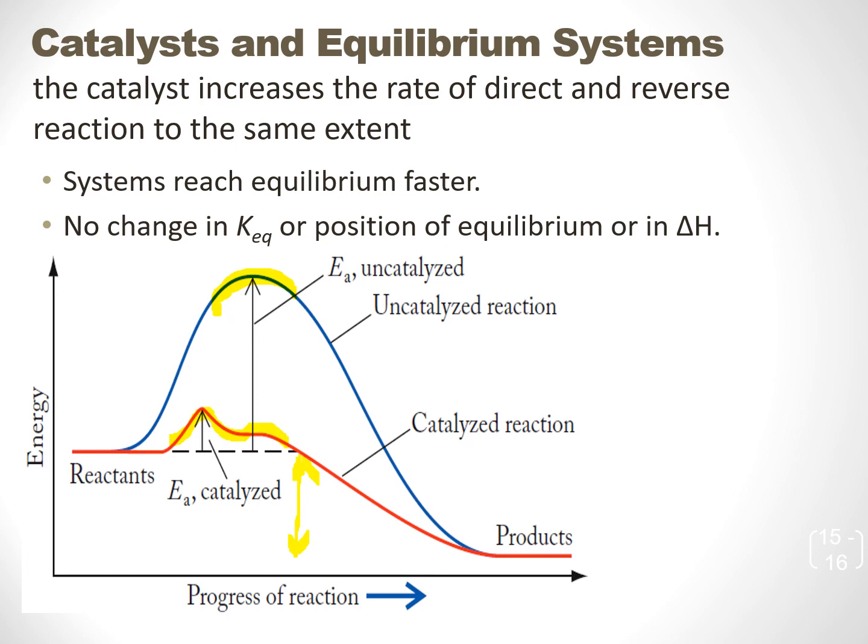And you have a lower activation energy. That means that the direct reaction is going to be faster, but also the reverse reaction is going to be faster. So they're both going to be faster. Their ratio is not changing, and that means that the value of the K is not changing.